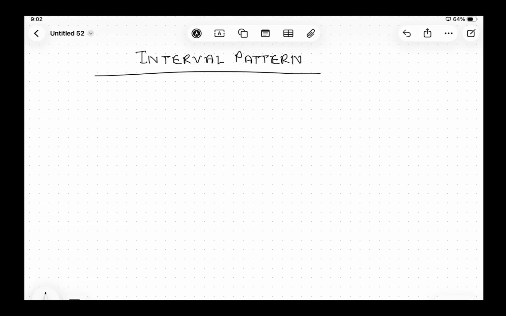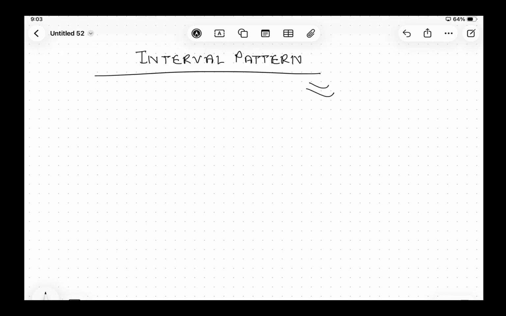Welcome back. In this video we are starting one of the most powerful and frequently asked patterns in coding interviews, especially the interval patterns. If you have ever worked with things like meeting schedules, booking systems or time slots, you have already seen intervals in real life.